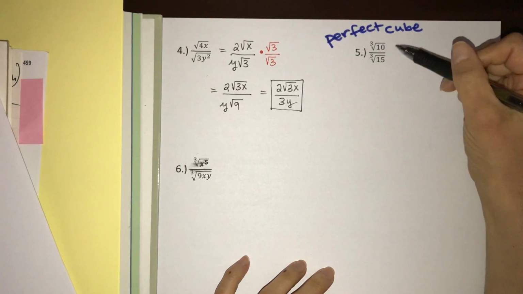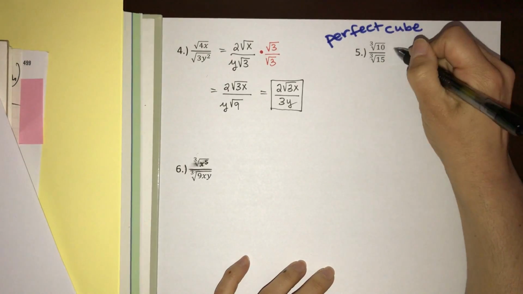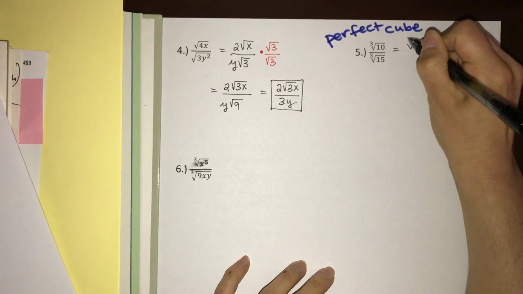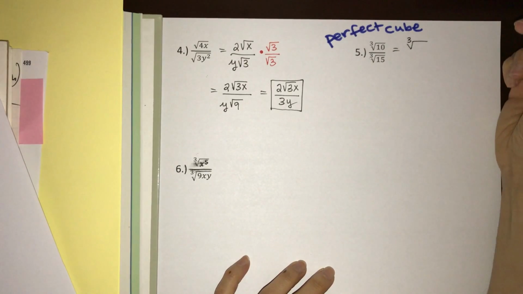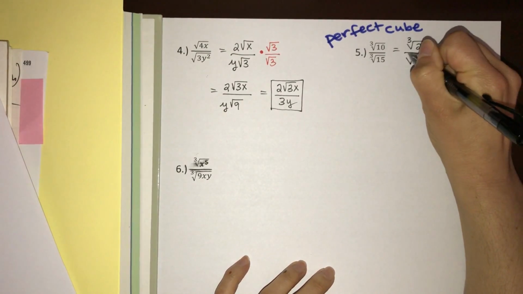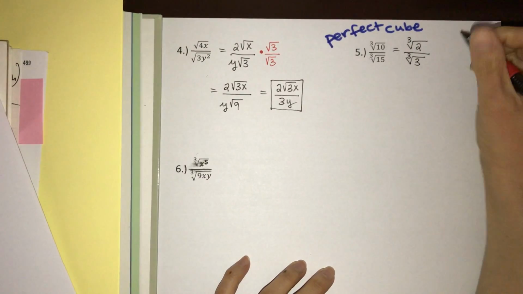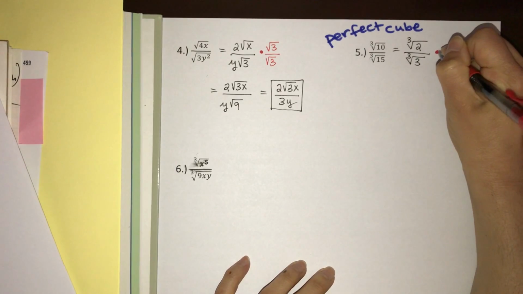I noticed that I can actually reduce here. We could reduce by 5. So let's do that. It just makes the number smaller so it's easier to work with. I get cube root of 2 over cube root of 3. Okay, this is simplified. Now what am I going to multiply by?